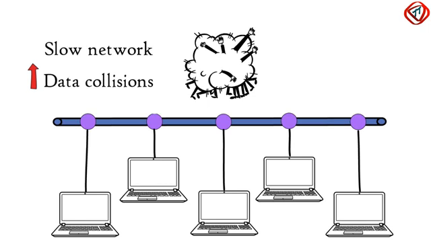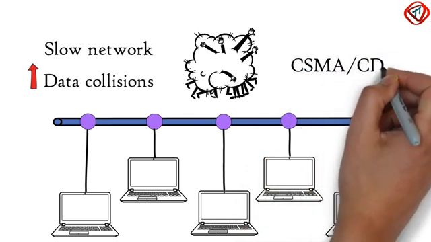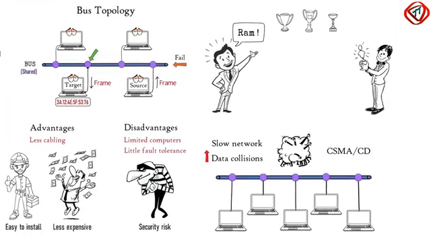The collision can be avoided by using an access control protocol, for example, carrier sense multiple access with collision detection. Example of bus topology is Ethernet LAN.